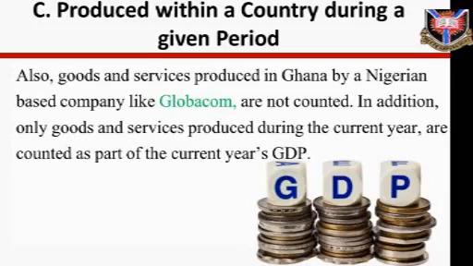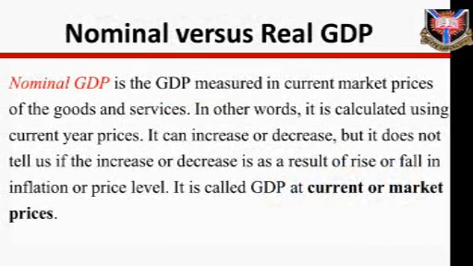Nominal versus real GDP. GDP of a country may rise or fall due to an increase or decrease in prices. The rise or fall in GDP may, however, not be real. That is, GDP might not increase or fall in the real sense.